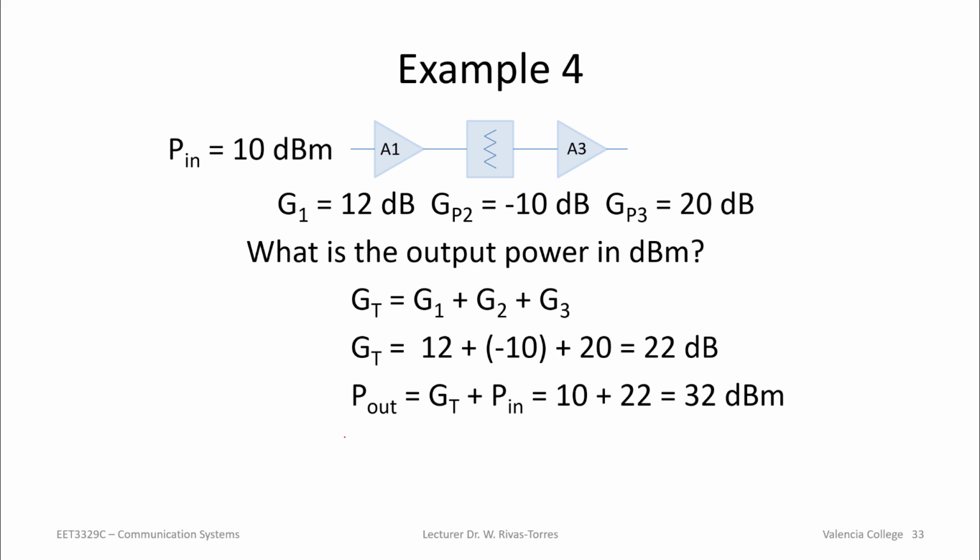Here's another example. Let's say I have an input power of 10 dBm. The gains are specified. What is the output power in dBm? Notice that because all the powers here are in dBs, for total gain all I have to do is add them up, okay? So I end up adding 12 plus minus 10, because this is an attenuator, plus 20. I end up with a total gain of 22 dB. P out in terms of dB is P in plus total gain, which is 10 plus 22, and you end up with a result of 32 dBm. So this circuit, if I put 10 dBm in, I get 32 dBm out. Okay, simple math. Most of this stuff you can almost do without having to write it down.